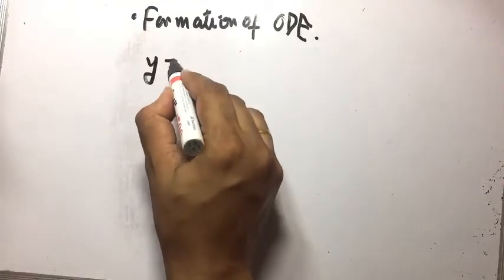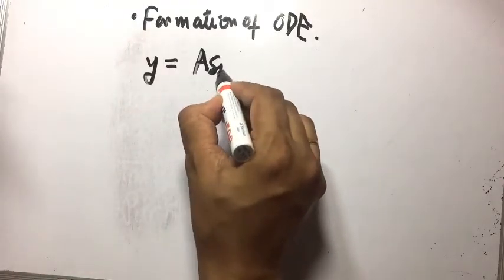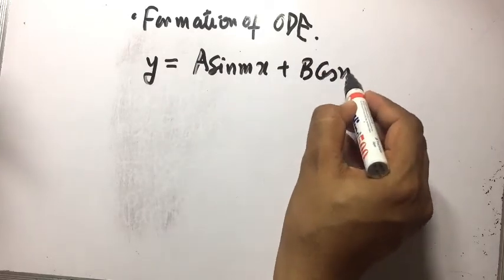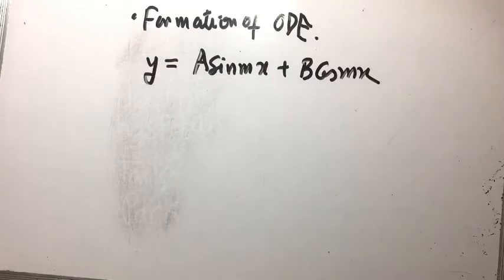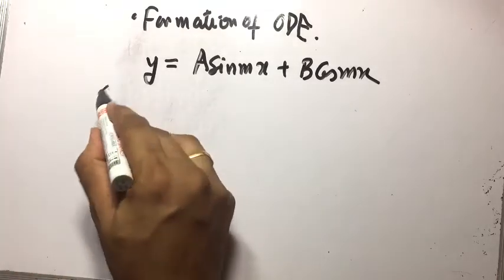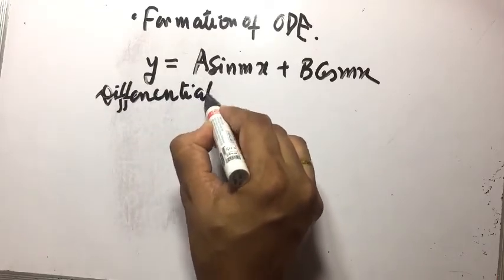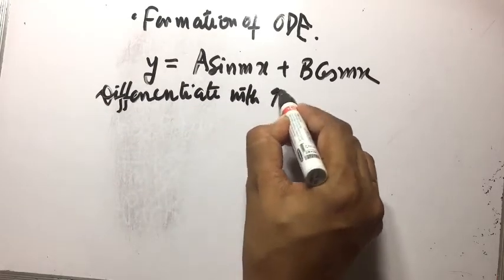y equals a sin mx plus b cos mx is given. Now we need to form the differential equation from the relation. This is the relation. Now differentiate with respect to x.